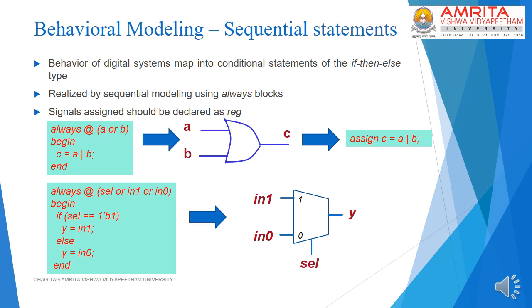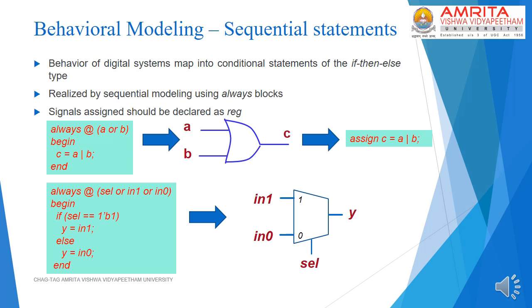The second always block shown here is not so simple. It models the behavior of a 2-input multiplexer. We know that the behavior of the 2-input multiplexer directly maps into a very simple if statement. So if the select line is 1, you assign the output to the first input, and if not, you assign the output to the second input. This behavior, which we describe in natural language, can be easily mapped into a hardware description language behavioral block using an always block in the case of Verilog. So this is a very simple illustration of how we model behaviors of digital systems using behavioral code.